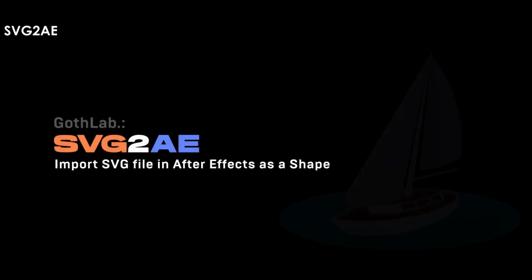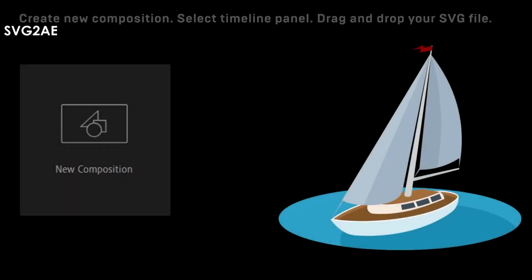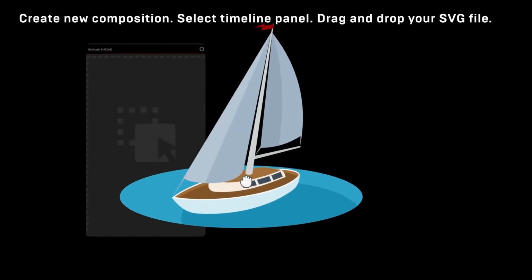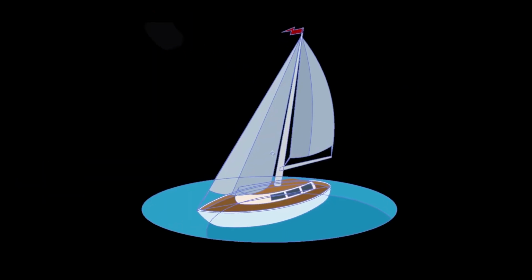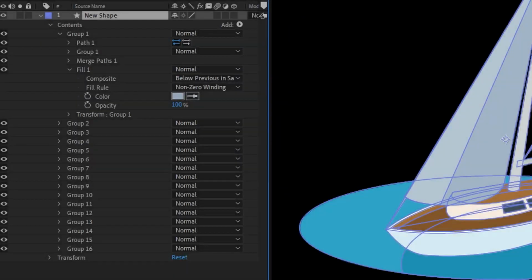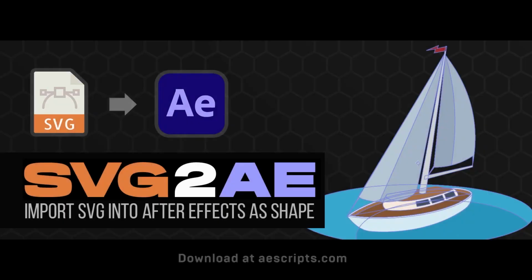Now, if you've ever tried to work with SVG files in After Effects, you know how frustrating the process is. That's why I personally was super happy to see this new tool, SVG to AE. This not only allows you to effortlessly bring in SVG files, but it turns them into shape layers.